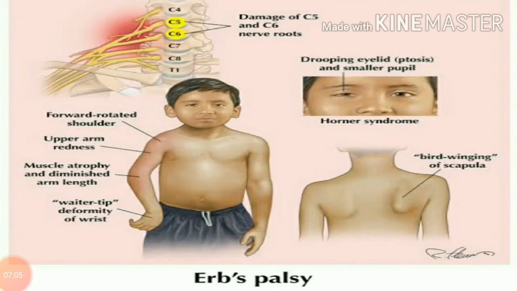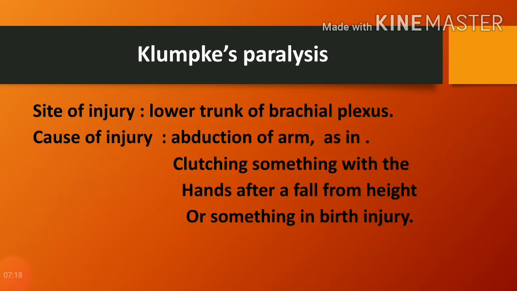And as we have seen in this picture, there is upper arm redness. Upper arm redness means upper arm, what? The part of the muscle representing the deltoid. Okay guys, so we have completed Erb's paralysis. Now let's see Klumpke's paralysis.